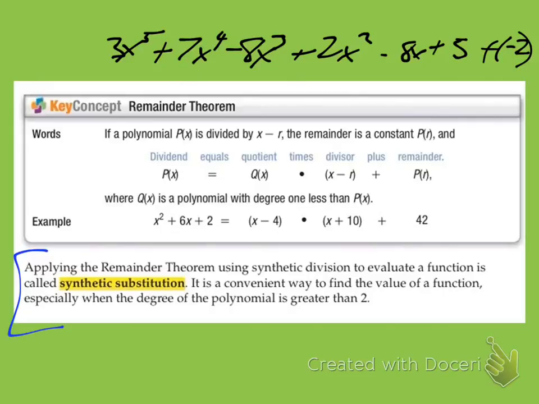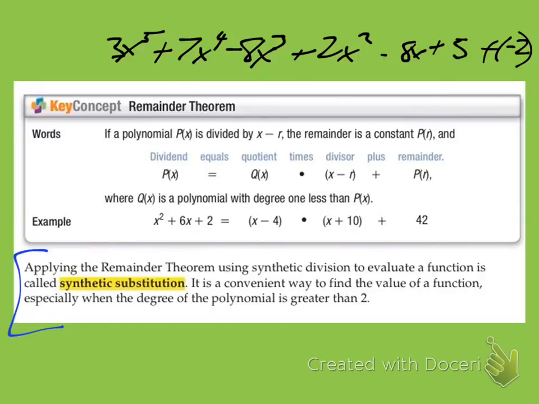Okay? And instead of plugging that negative 2 in, here's what you would have to do. All the way, you plug that negative 2 into each individual x. So that means you're writing out 6 terms again. You're taking negative 2 to the 5th power, to the 4th power, to the 3rd power, to the 2nd power, then you're multiplying those results by 3, 7, negative 8, 2, negative 8. And then you're adding all of those numbers up with 5. That's the old way.